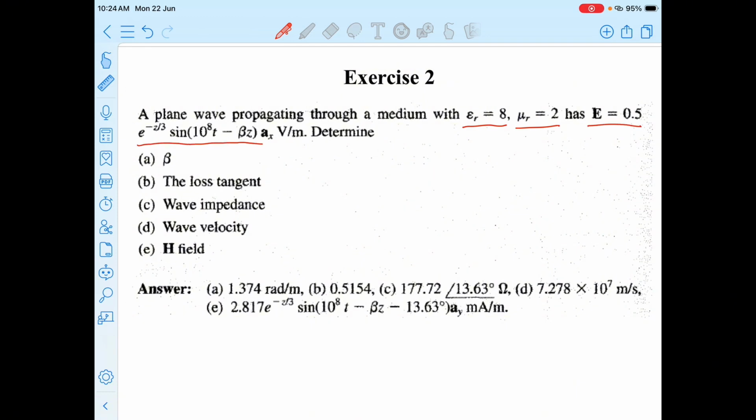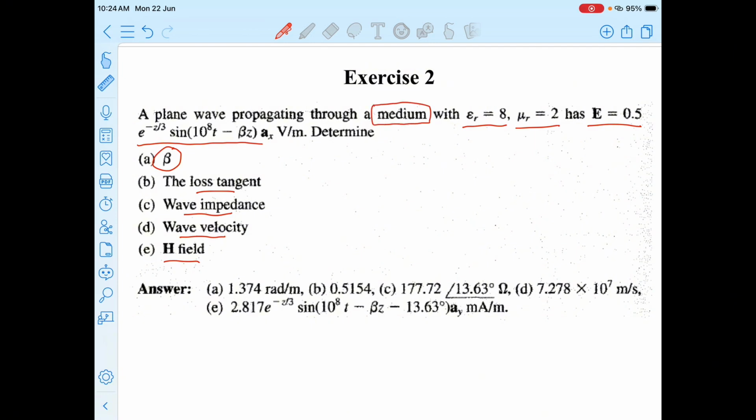Electric field equations. You have to determine the phase constant, the loss tangent, the wave impedance, which is the intrinsic impedance, the wave velocity, and the equations of the magnetic field. Okay, so let us have a guess. What kind of medium is this?